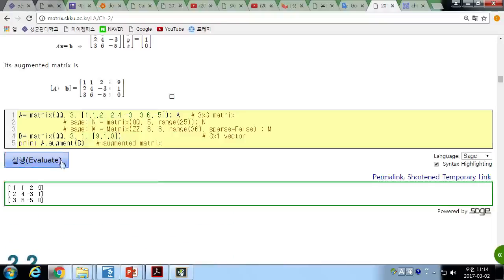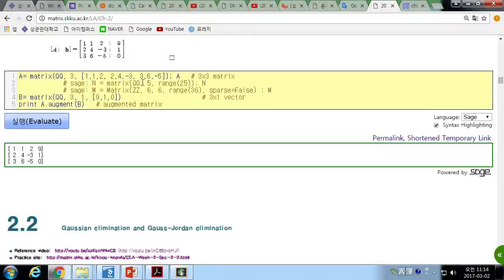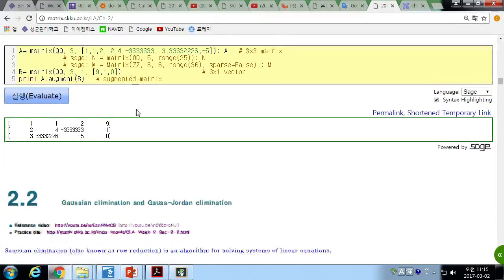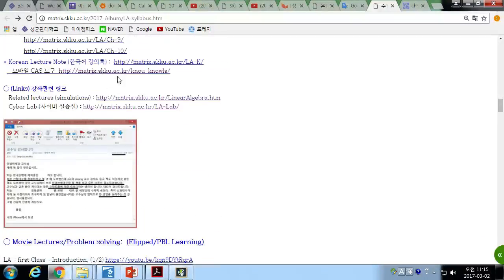Okay, finding the augmented matrices like this can be done in here. If you change to a different matrix, then it can be done with the same code only. So this is a lecture note, actually based on our textbook here, from chapter 1 to 10.